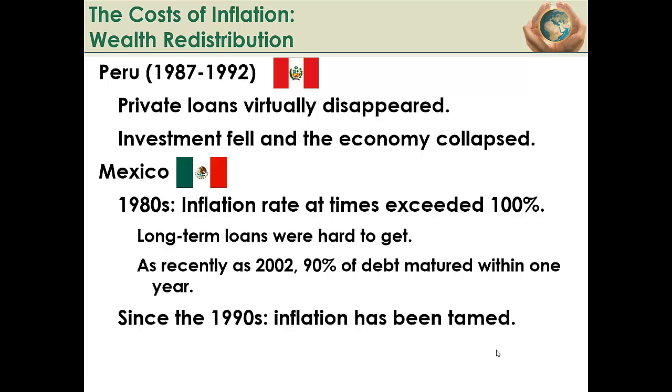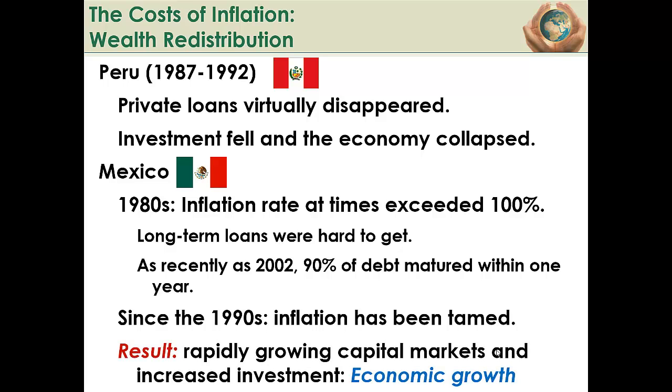Since the 1990s, however, inflation within Mexico has been tamed. The result: you have rapidly growing capital markets and increased investment. When Mexico was able to manage its inflation rates, more loans were signed, there was more activity in the capital markets, and that increased investment and economic growth.